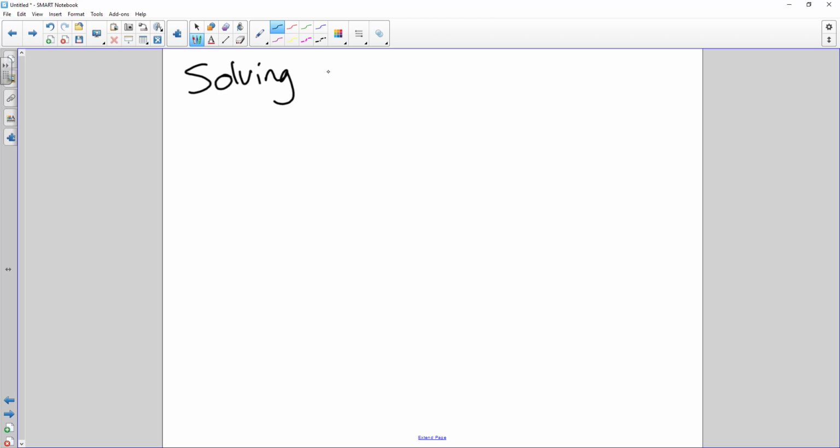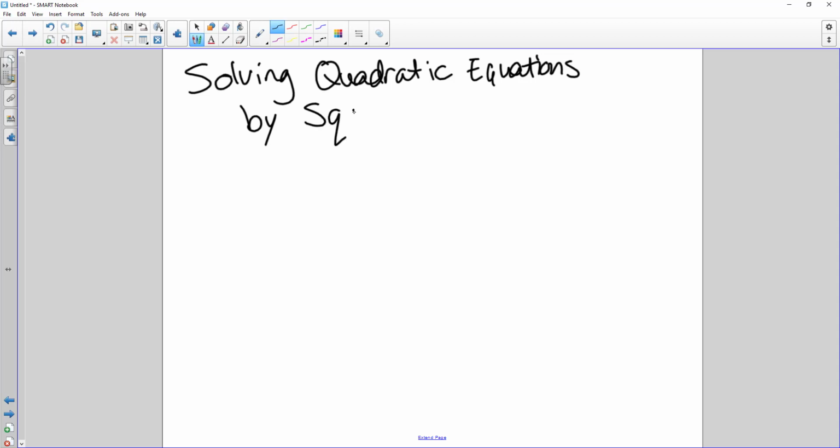Solving quadratic equations using the square root property. By the square root property.